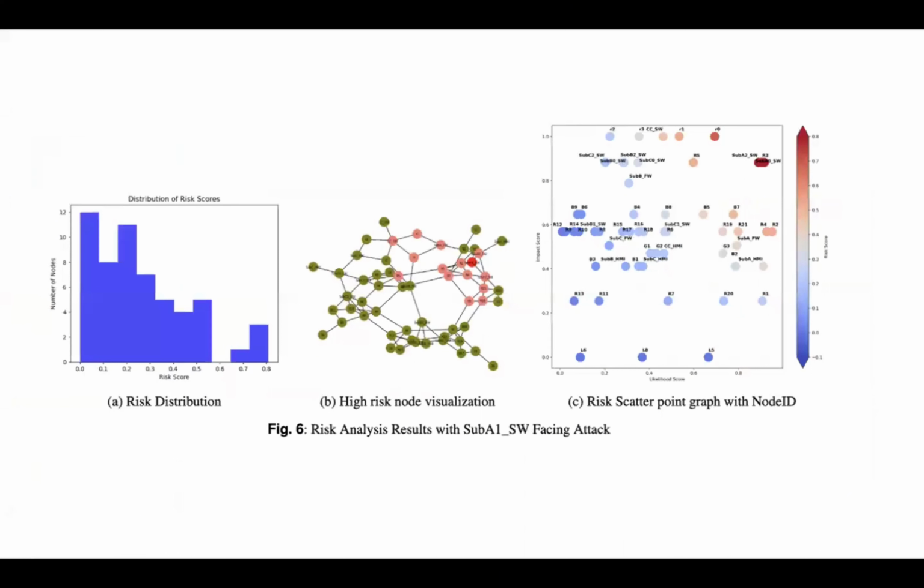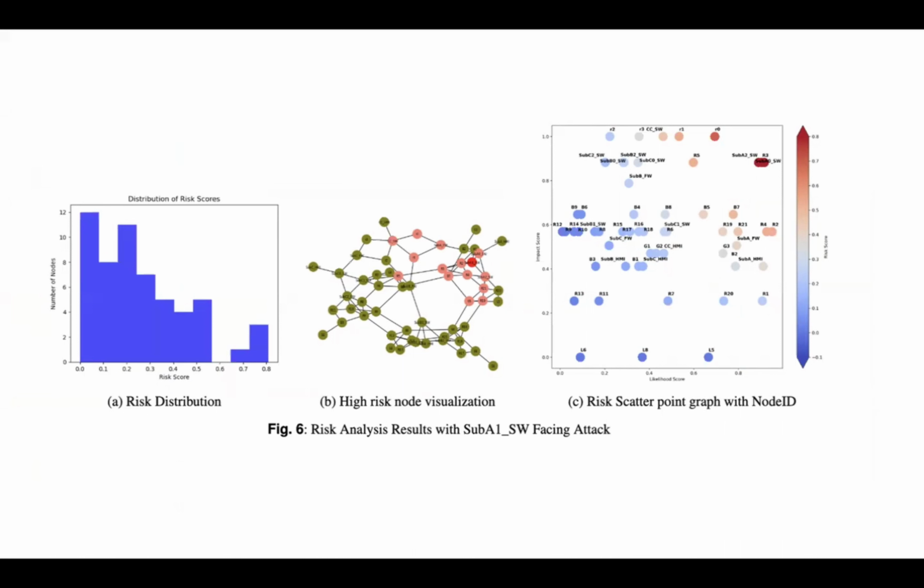Figure 6a provides an overview of the distribution of risk scores across the nodes. Nodes are characterized based on their risk levels, with most nodes falling into the lower risk range. Figure 6b highlights the high-risk nodes within the CPS graph, which are in red, while nodes with lower risk are represented in olive. This visualization enables us to pinpoint nodes that require immediate action and mitigation.